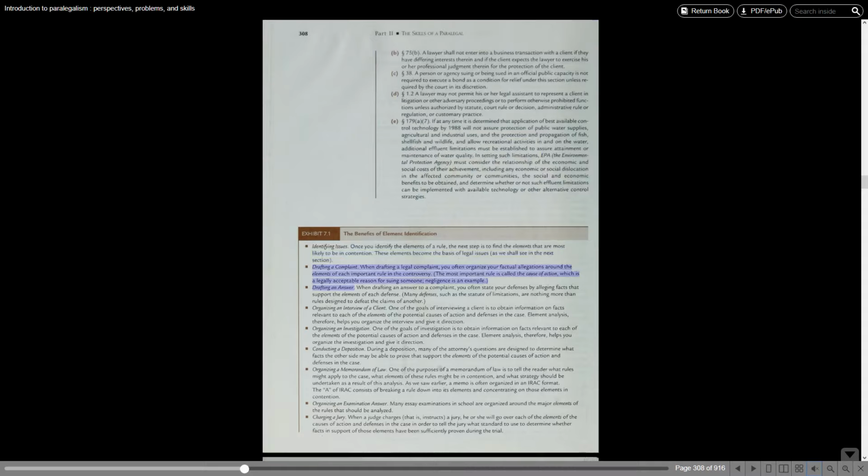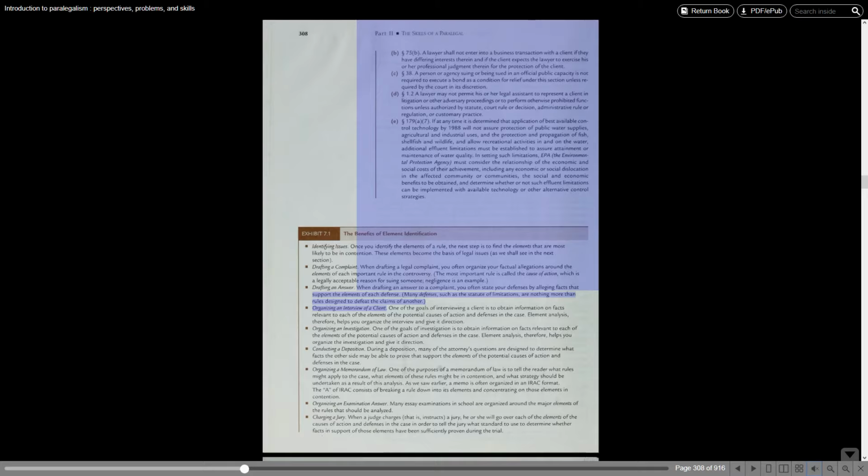Drafting a complaint. When drafting a legal complaint, you often organize your factual allegations around the elements of each important rule in the controversy. The most important rule is called the cause of action, which is a legally acceptable reason for suing someone. Negligence is an example. Drafting an answer. When drafting an answer to a complaint, you often state your defenses by alleging facts that support the elements of each defense. Defenses, such as the statute of limitations, are nothing more than rules designed to defeat the claims of another.